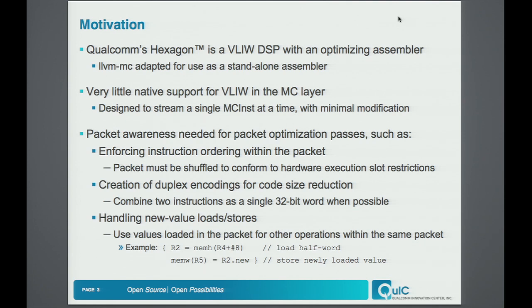Furthermore, we also do some performance tweaking where we eliminate register dependencies by using what we call new value loads and stores. So we can load a value in a packet and then use that value in the same packet. This is just an example down there that does a load of a half word, and then we store that newly loaded value out to another location in memory.